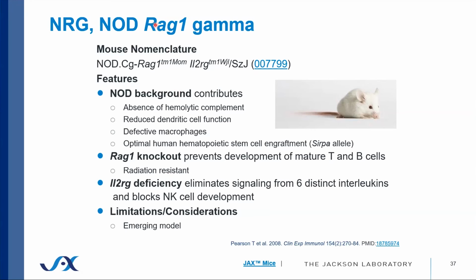But instead of the SCID mutation, it has the RAG1 mutation, which we've also talked about, prevents the development of mature T and B cells. But the RAG mutation confers the radiation resistance that the SCID mutation doesn't have. So if looking at higher doses of radiation is somehow important to your study design, the NRG strains might be worth a look.